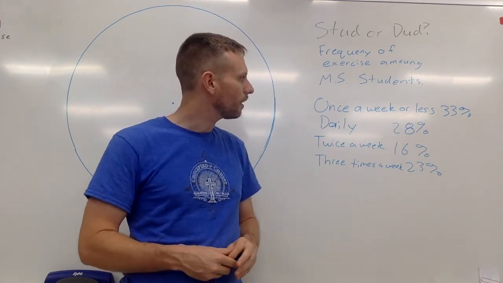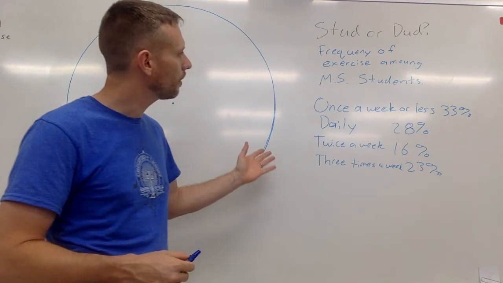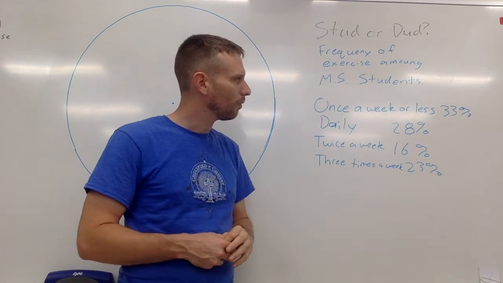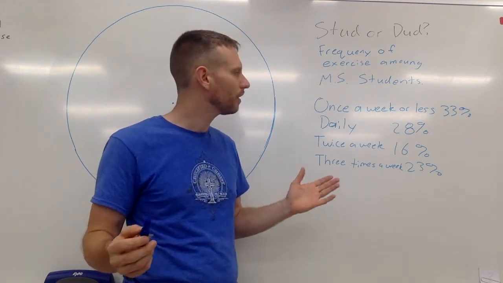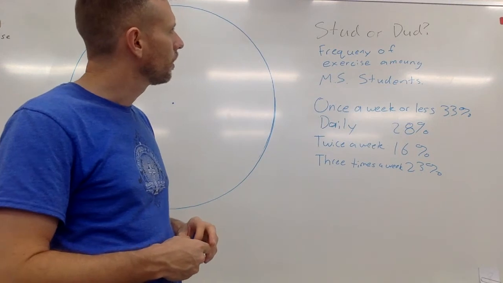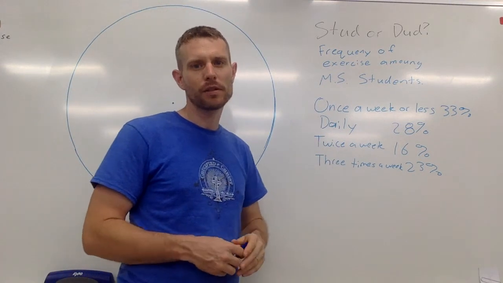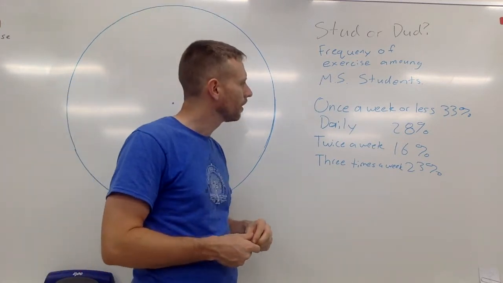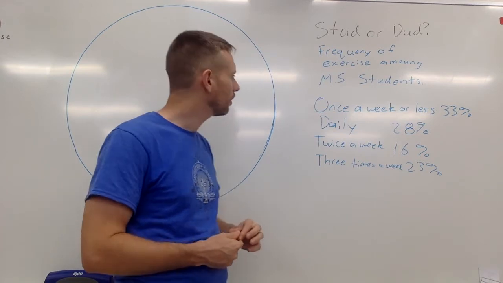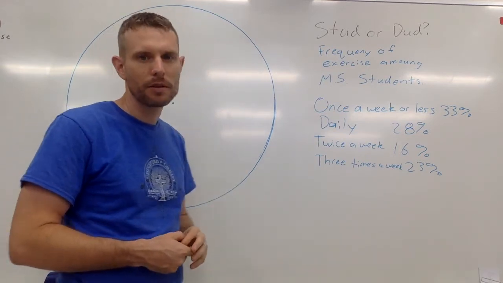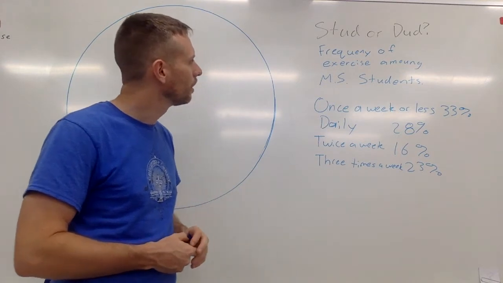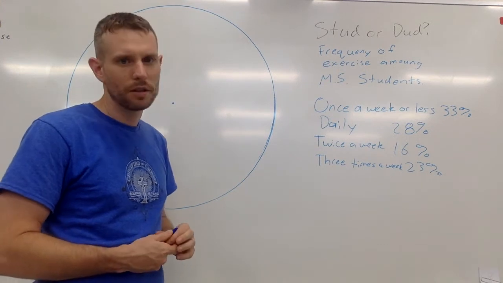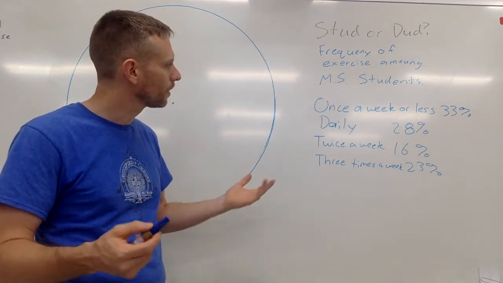And so the data set, or this information I have, is interviewing 100 students about how often they exercise. I'm going to title my graph Stutter Dud, Frequency of Exercise Among Middle School Students. It's good to have a title that not only conveys what the pie chart is representing, but also maybe is a little more catchy or interesting for the person viewing the data.